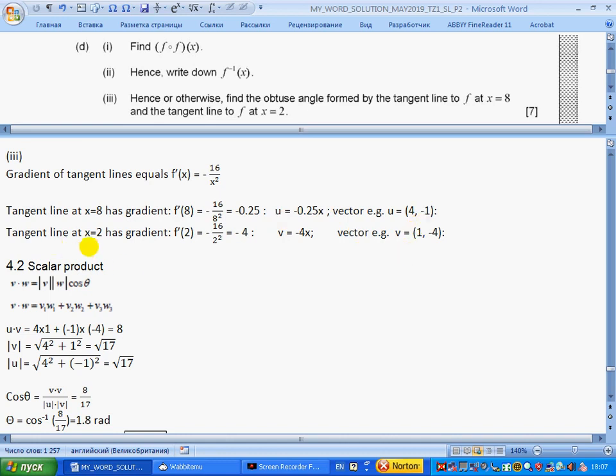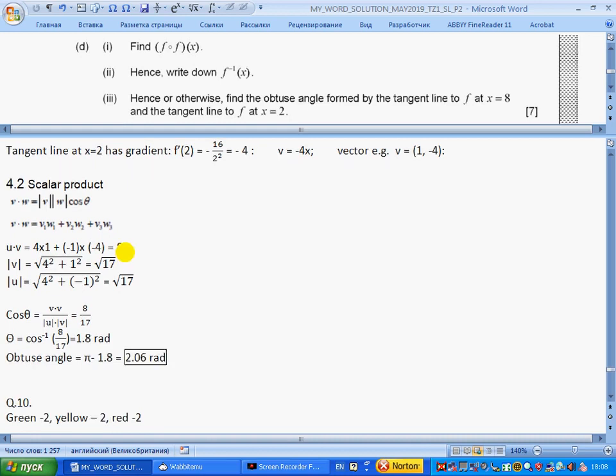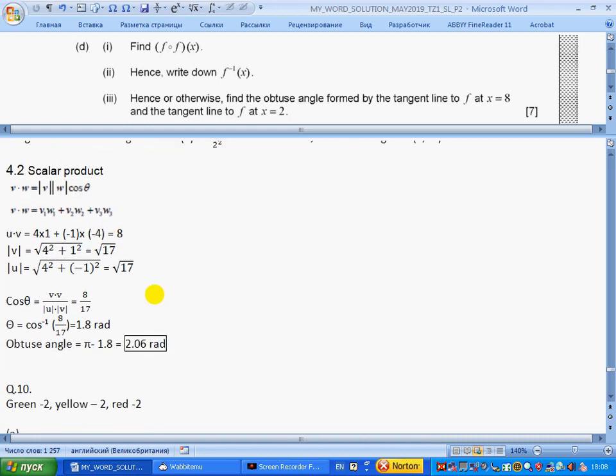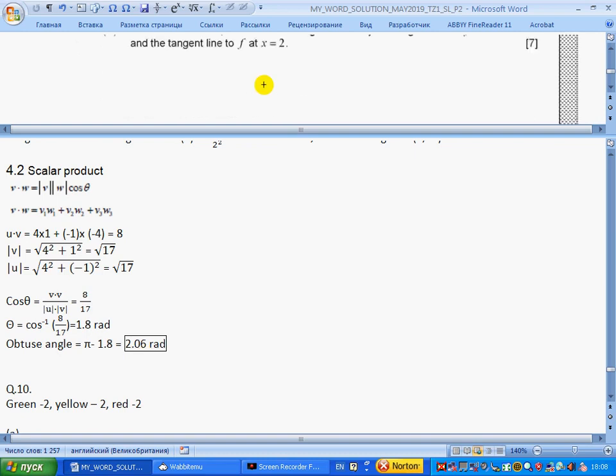For the tangent line at x equals 2, in the same way we get y equals minus 4x. So if x equals 1, y equals minus 4. So we have two vectors, and we should find the obtuse angle formed. We follow exactly the same procedure as before, and we find the angle 1.08 radians, which is the acute angle. This is why we subtract it from pi, and we get 2.06 radians. So this question is done.